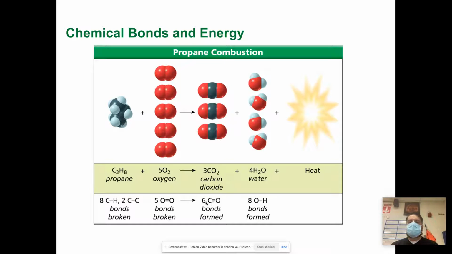Now, what's formed? Well, you have 6 double bonds of carbon with oxygen. And let me break that down for you. This carbon bonds with this, and it bonds with this. Now, over here, for the hydrogen, you have 8 single bonds between the oxygen and the hydrogen. So the oxygen is bound to one hydrogen and another hydrogen. So that's 2 single bonds. Okay.